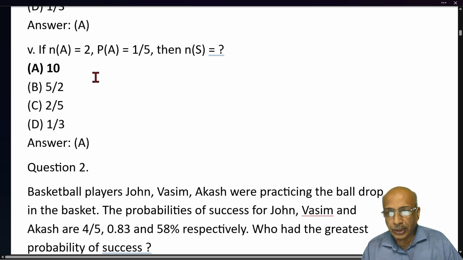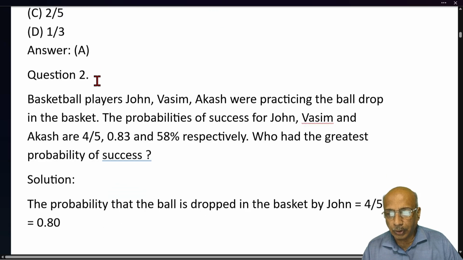If n of A is 2, P of A is 1 by 5, then n of S is what? N of S will be n of A upon P of A. So it will be 10. Question number 2.